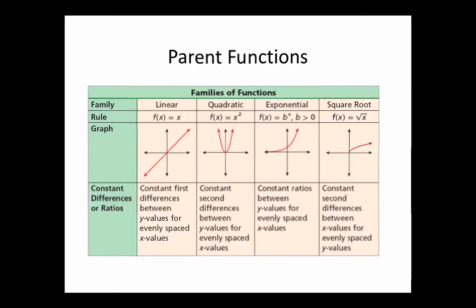All right, so for this section, we're going to do a quick refresher on linear, quadratic, exponential, and also square roots. So linears are lines. They're super exciting. Their parent function is f of x equals x. They have constant first differences between y values as long as you have evenly spaced x values. For quadratics, similar, except this time it's x squared. We've got a parabola there, and they have constant second differences between your y values. Exponential functions have constant ratios between our y values, and square roots have constant second differences between our x values for evenly spaced y values. So just a quick refresher on that.